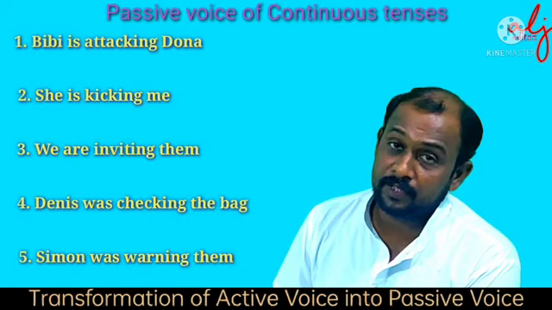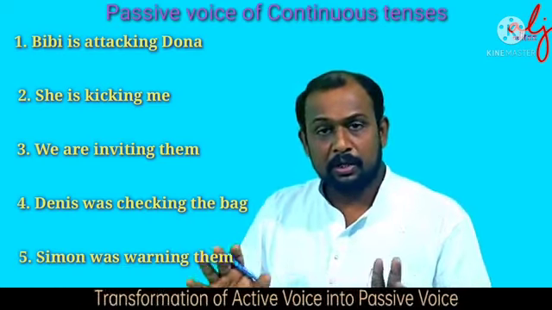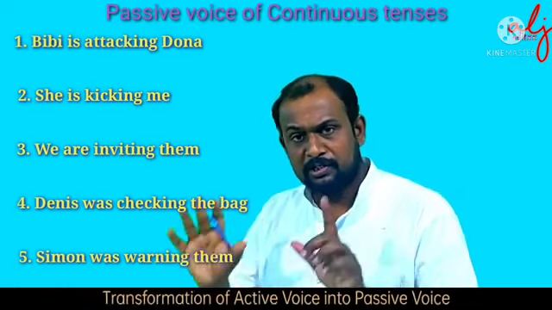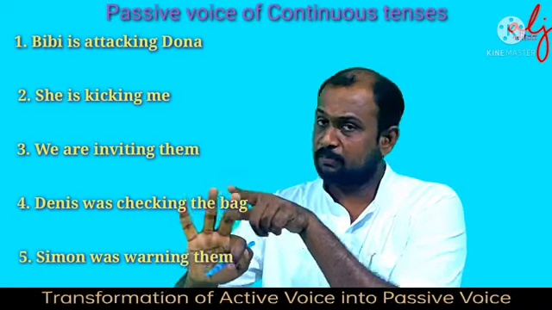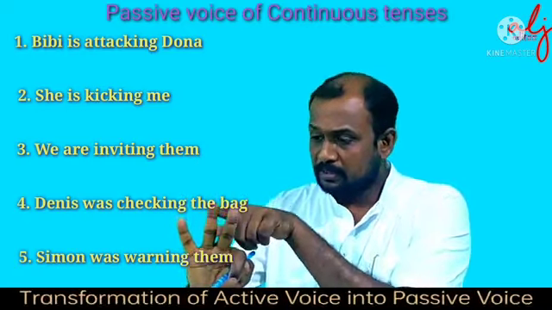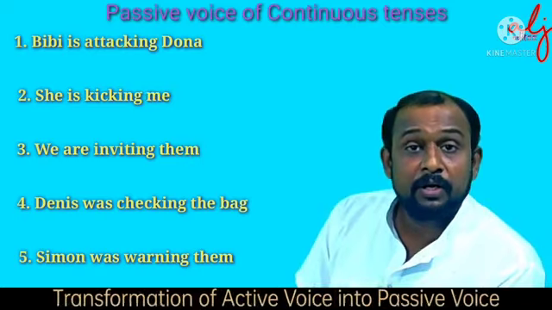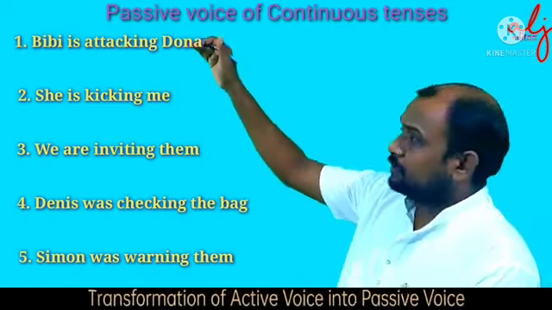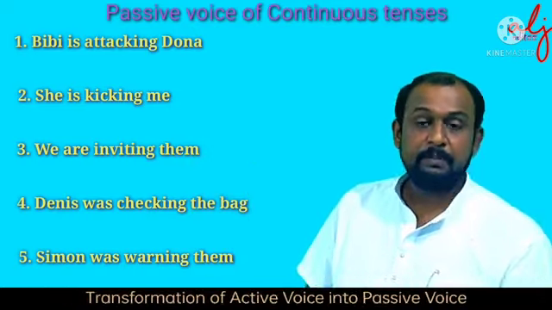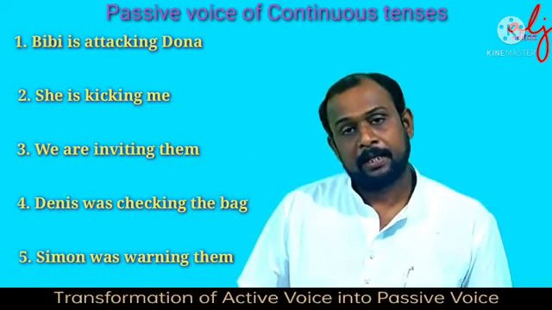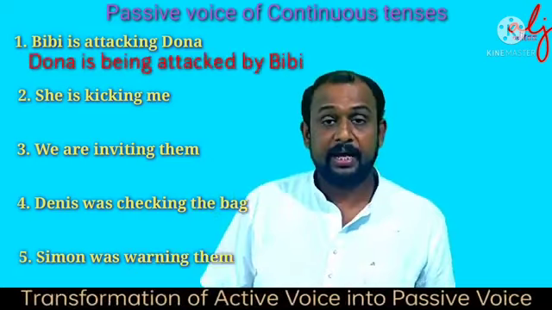I am not using future continuous here. I told you there are 12 tenses in total. You need not learn how to convert them all into passive voice. You learn just the rules for 7. That is present 3, present simple, present continuous, present perfect, past simple, past continuous, past perfect, and future simple. So I have not taken the example of future continuous tense here. Okay, first 3 are present continuous, and next 2 are past continuous. See how to convert them. See, Bibi is attacking Donna, and the passive form of this is Donna is being attacked by Bibi.